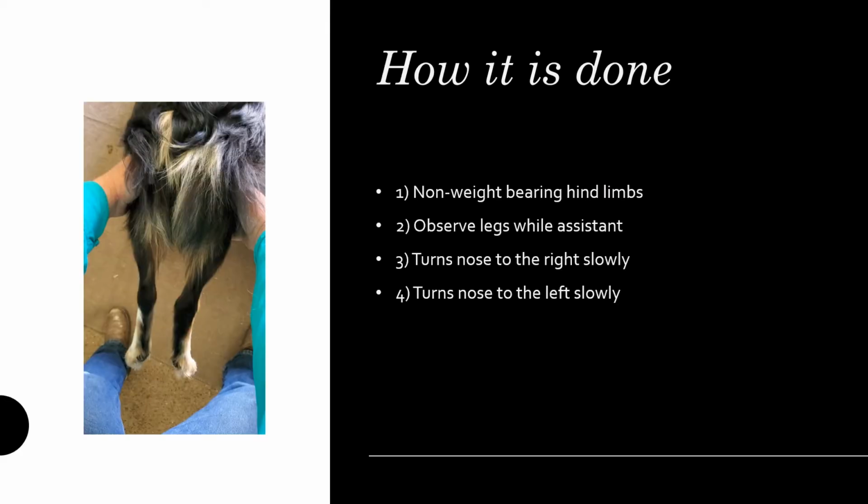So that's what it looks like from above, and that's what the assistant does. Just simply turns the nose from one direction to the other. There doesn't have to be any rotation in that turn, just simply turn the nose. Now what we're going to do is look at what happens in the back end.